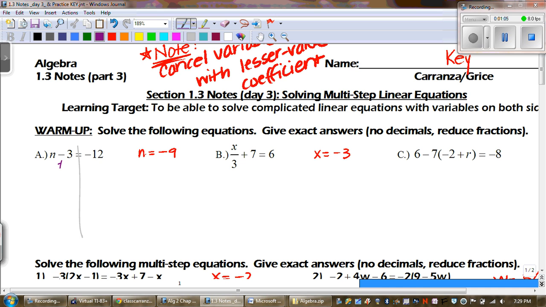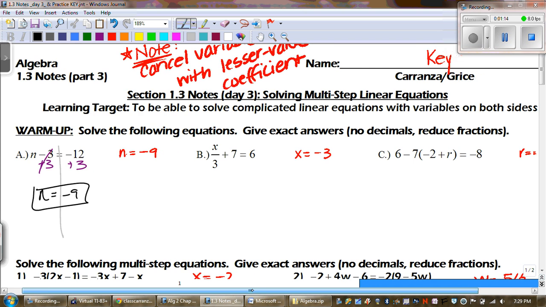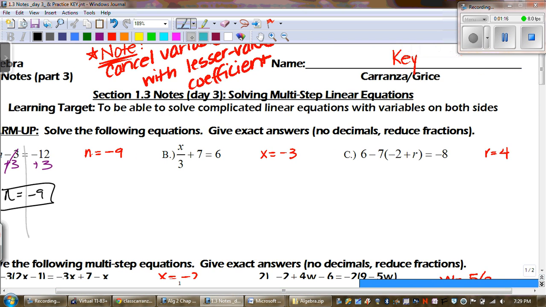First thing we need to do is add 3 to both sides to get the n by itself, and we get n equaling -9. That one wasn't too hard. For B, we have to subtract that 7 first, following inverse operations. 6 minus 7 is -1, and then times by 3 to both sides, and we get x equals -3.